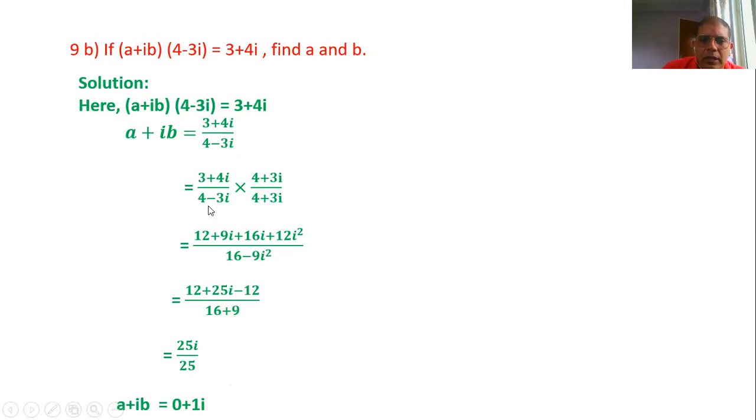Down also it is a minus b and a plus b, so a square minus b square. And don't forget, i square is equal to minus 1. In the place of i square, you should substitute minus 1. So here is plus 12i square, and now into minus 1 is minus 12. And minus 9i square into minus 1 is plus 9. Now it is 25i divided by 25. It is i. So a plus ib is equal to 0 plus 1i. A is equal to 0 and b is equal to 1, you will get.